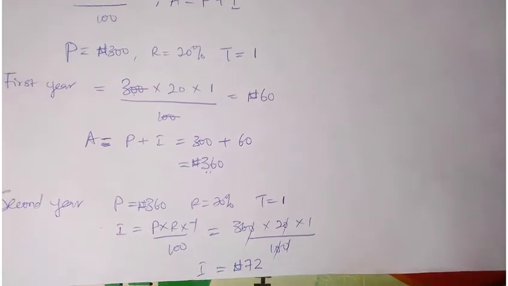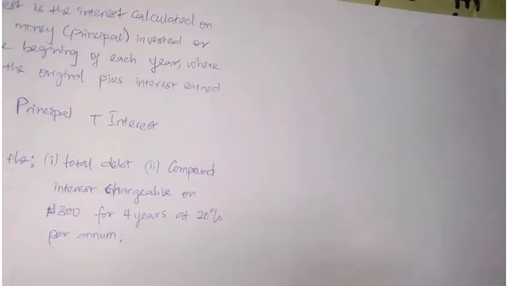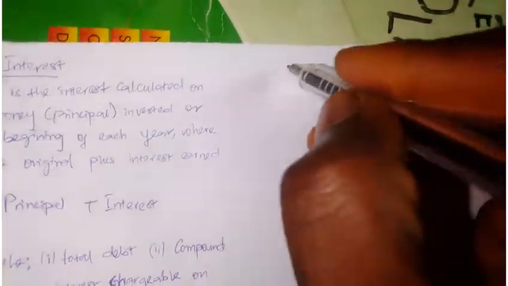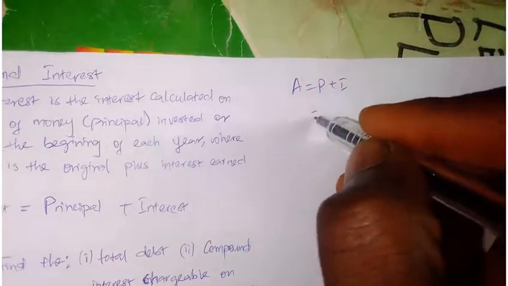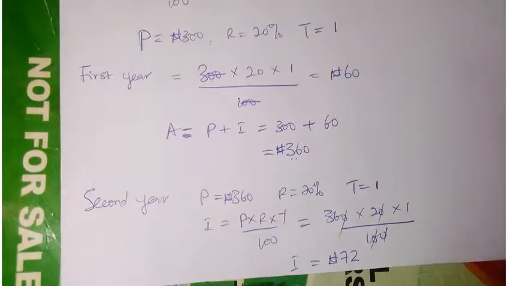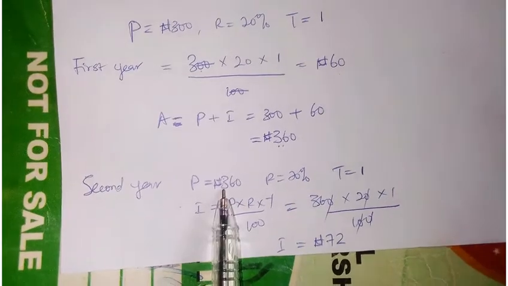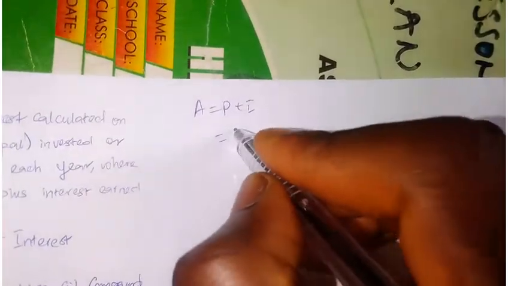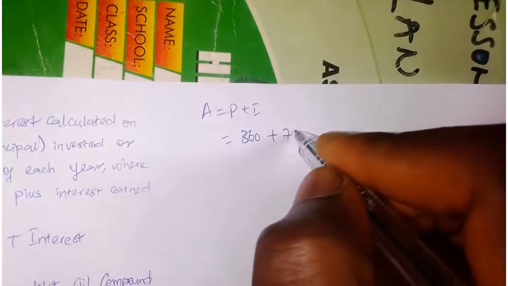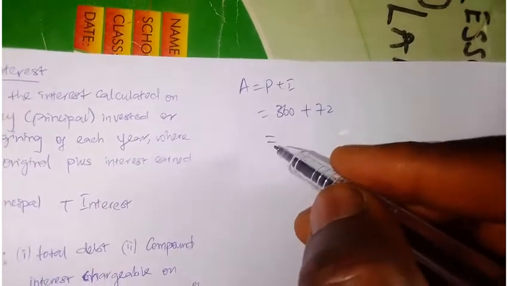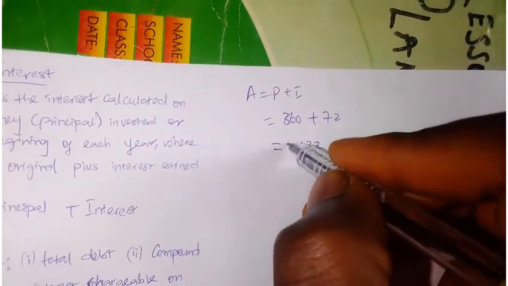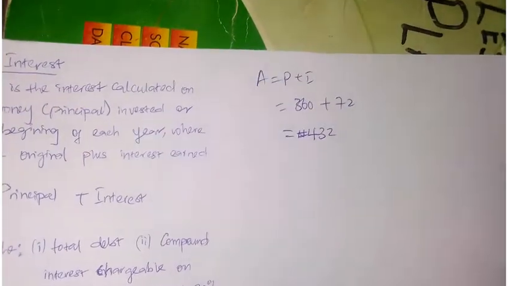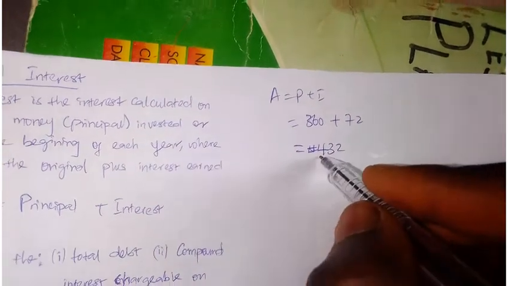Now, what is the amount? The amount for this second year now becomes A equals principal plus interest. My principal is 360. My interest is 72. So that becomes 360 plus 72. And that leaves me with 432 naira. Okay, so this is the amount for the second year.